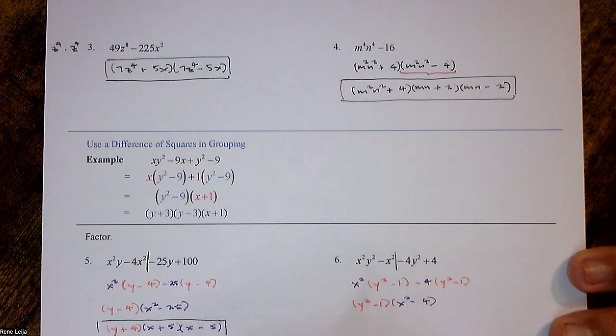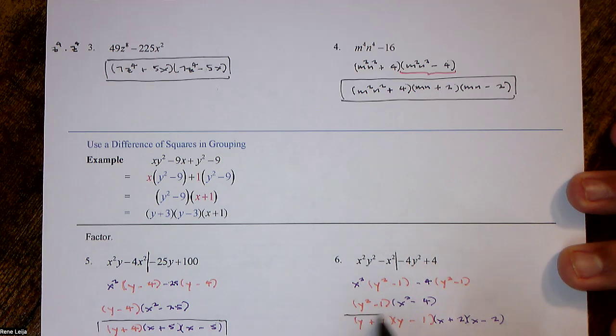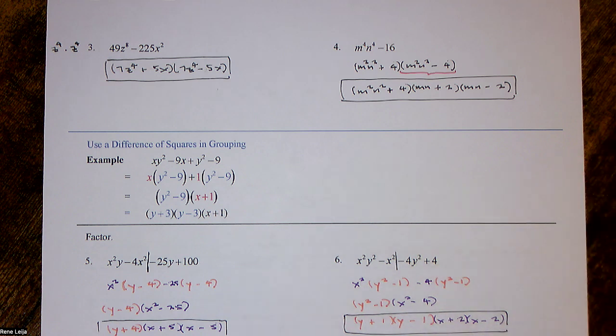But look at this. Both of them is a difference of squares. And that's okay. So how do we break apart y squared minus 1? Well, y times y, 1 times 1, one's plus, one's minus. And then the x squared minus 4, that would be x times x, and 2 times 2, 1 is plus, 1 is minus. And this would be my answer. Okay?